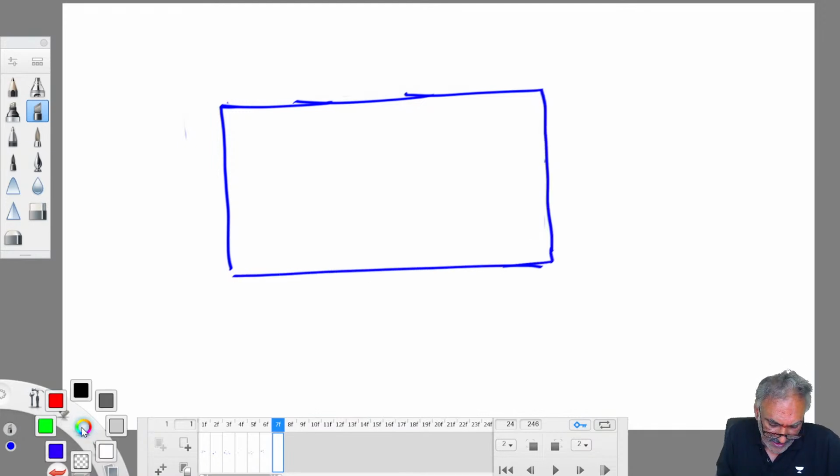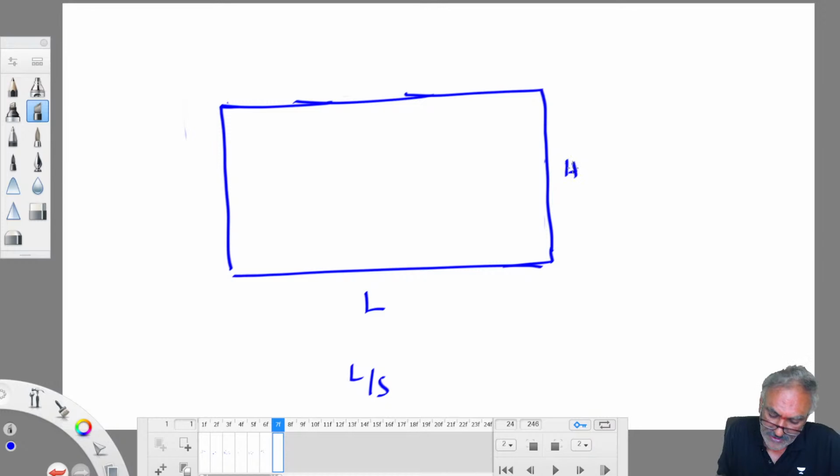Let us assume it is a rectangular sedimentation tank. There is a longitudinal section, length and height. This sedimentation tank is designed for a particle of diameter d. So this particle it has to capture. For this particle, what we do is work out the settling velocity of this particle.